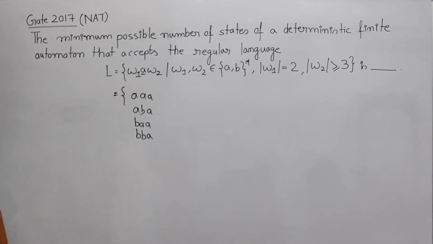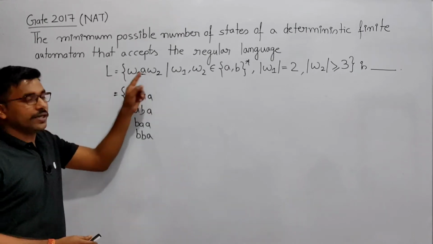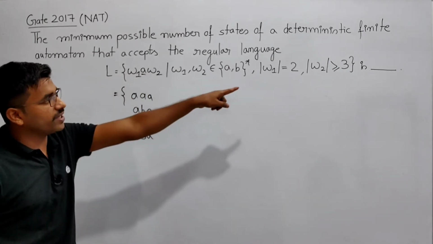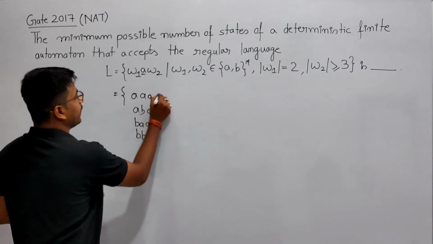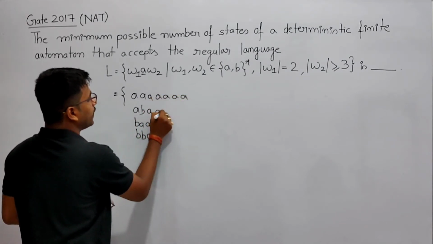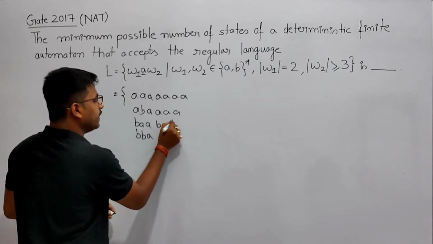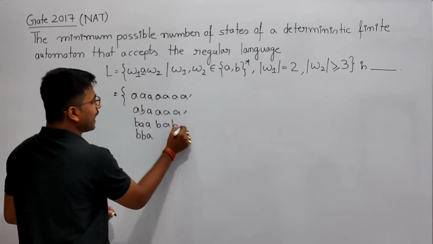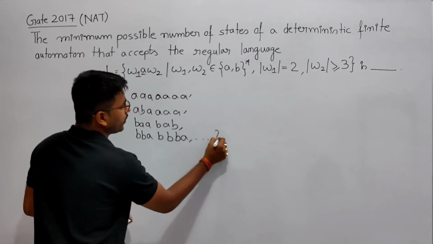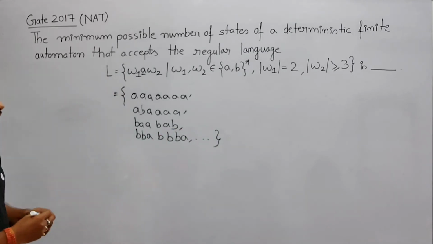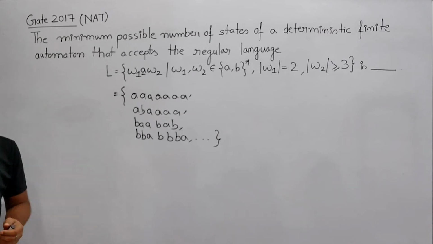So now after W1A you need W2. The W2 restriction is that its length should be greater than or equal to 3, like AAA or BAB, any combination like this. These are the kind of strings that belong to this language. Now for this we need to construct a minimal DFA, then we need to say what is going to be the minimum number of states.